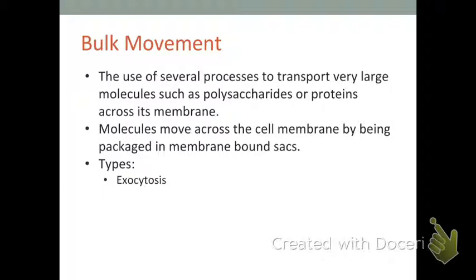We have two types of bulk movement. We have exocytosis and endocytosis. What do you think the prefix exo means? Not Gossip Girl.